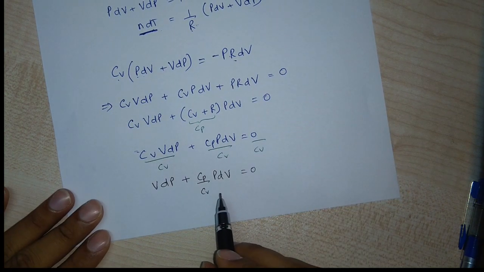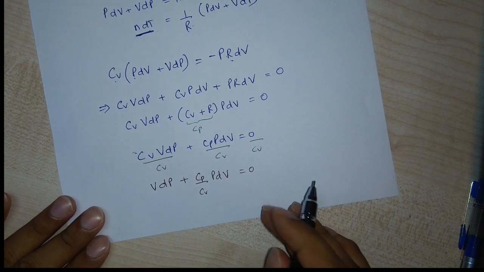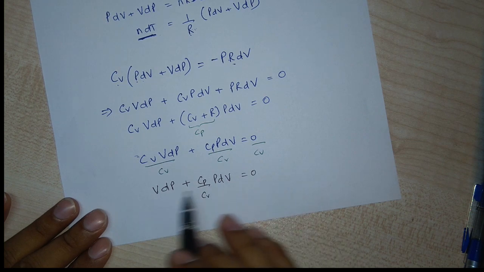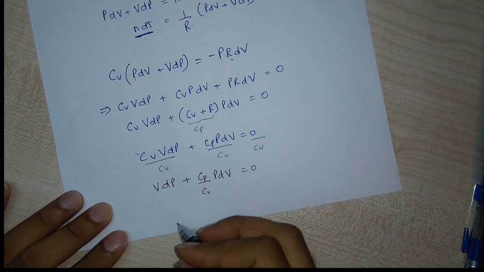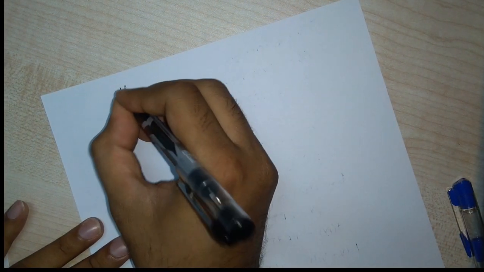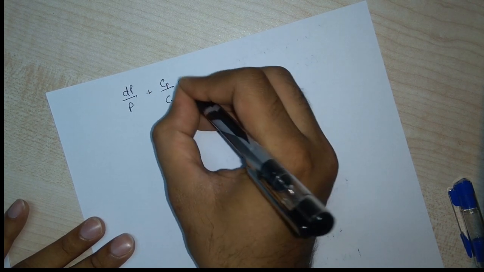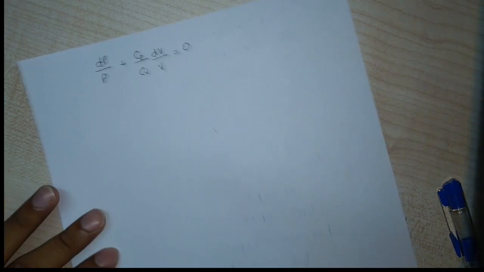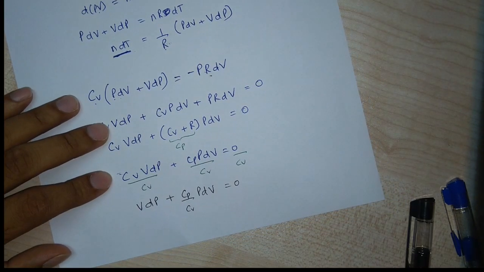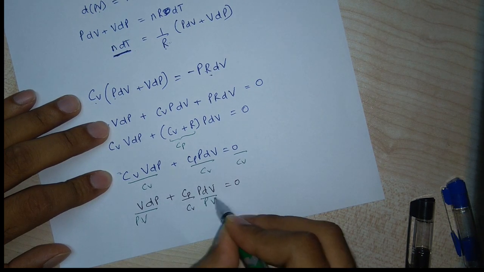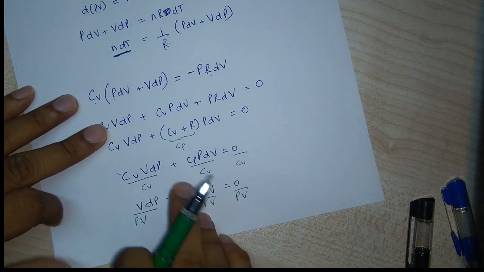Now I rearrange these terms. I divide throughout by V and P. So dividing throughout by P and V, what I get is dP by P plus CP by CV dV by V equals 0.